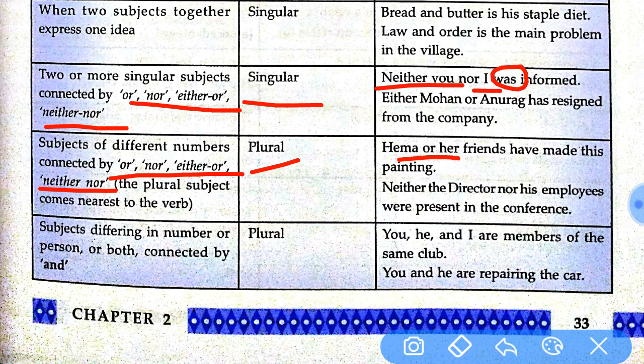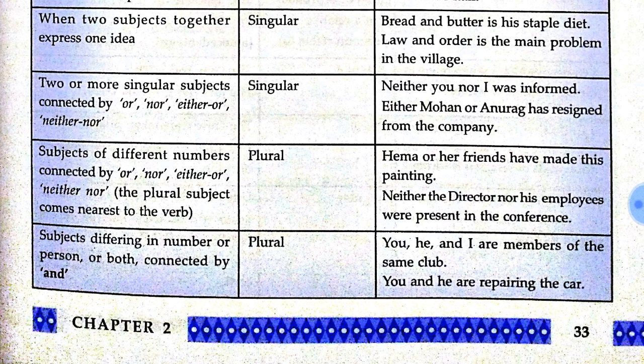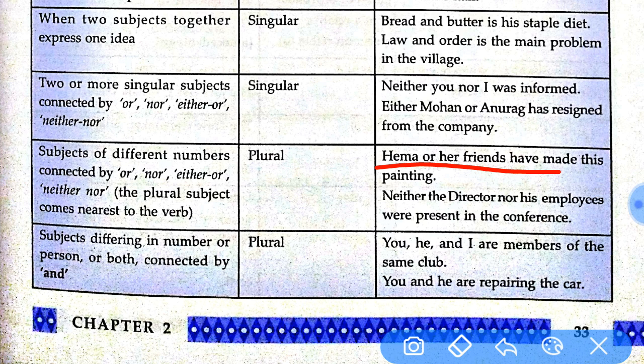Here, "Hema or her friends" has a plural form of the verb. So we have two different ways. When subjects are joined by "or" or "nor" and the nearest subject is singular, the verb is singular. When the plural subject is nearest to the verb, the verb is plural. Subjects differing in number or person or both, connected by "and", take a plural verb.